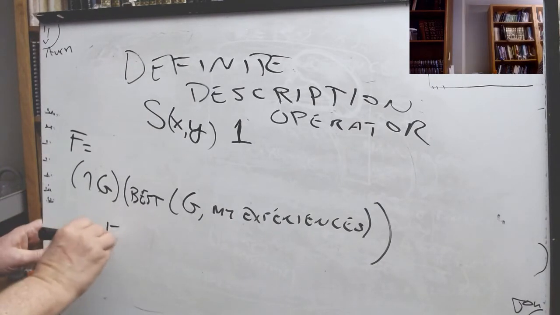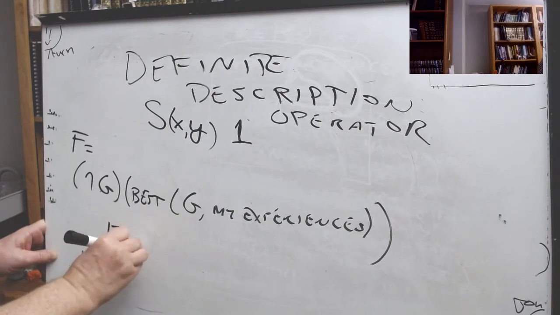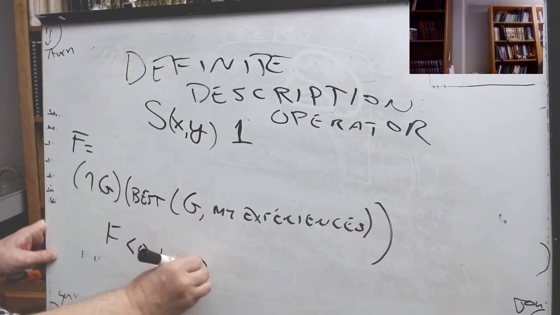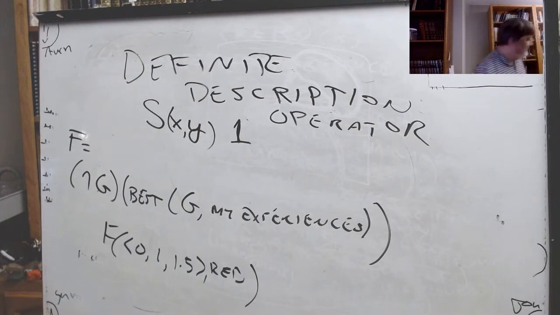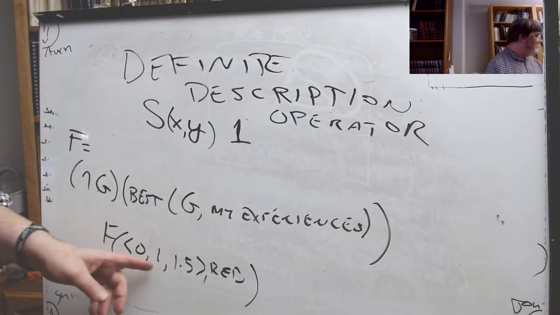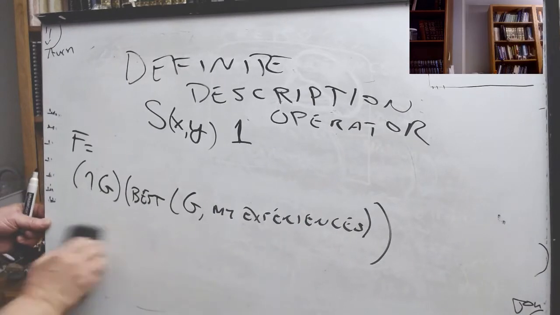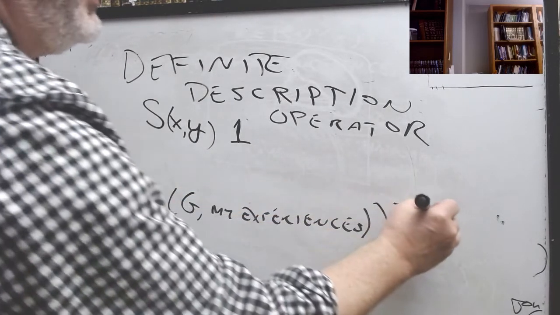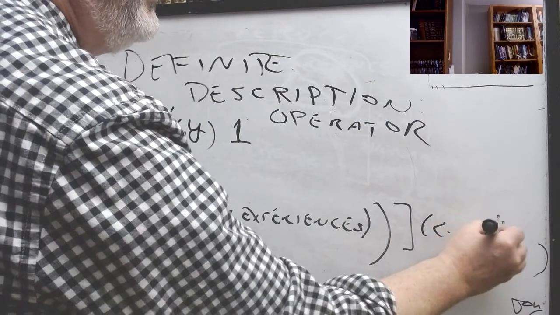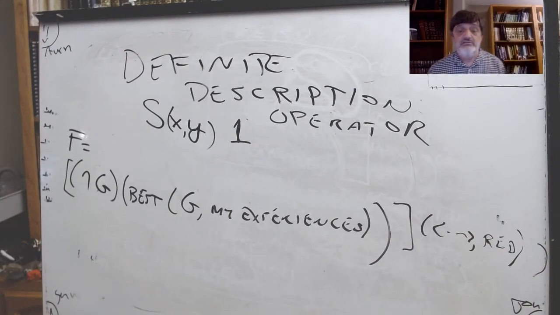Right? So every time we see something like f(0, 1, 1.5, red), which is supposed to mean we assign the color red to this point, every time we see that, we replace it with: the g that is the best g for my experiences assigns the color red to that point. Right, and now f is gone. So that's the eliminative definition.